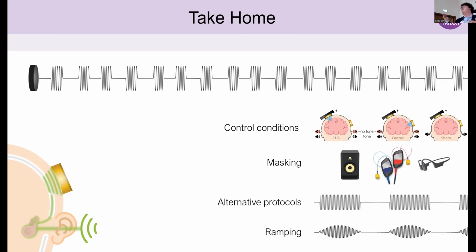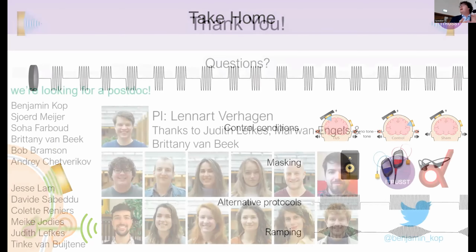An important consideration there is also what way you're going to do masking, whether that's bone conducting headphones, earphones, or speakers. There's of course always a future in alternative protocols, offline protocols, inaudible protocols. And then of course we also have ramping, which can make slightly audible protocols inaudible, and may make audible protocols less audible. So I think that's it for today. I'm happy to take any questions.